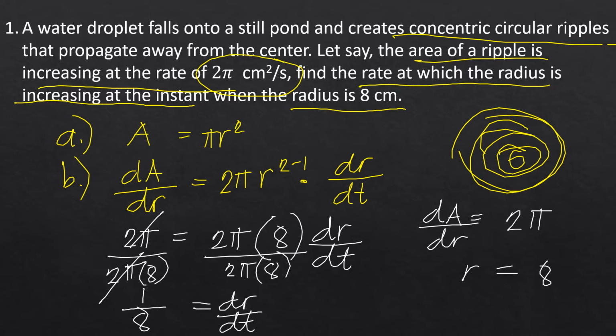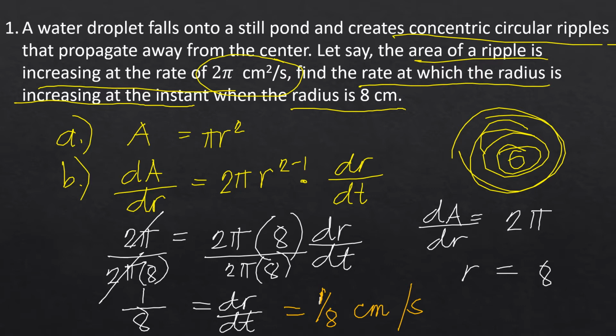So what does it mean by 1 over 8? It means to say that the radius of these ripples changes 1 over 8. Okay? Nagbabago-bago ang radius 1 over 8 centimeters per second. Radius is centimeter. Time is in seconds, so we have 1 over 8 centimeter per second. So that is the rate of change of the radius with respect to time.